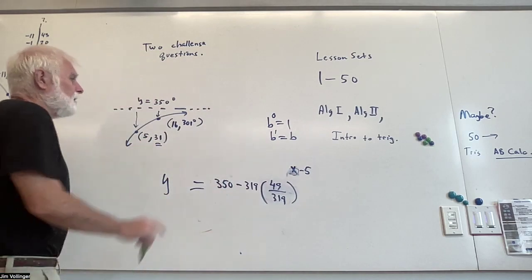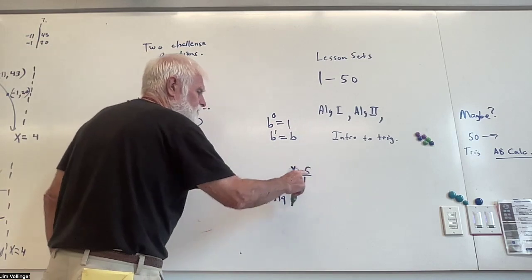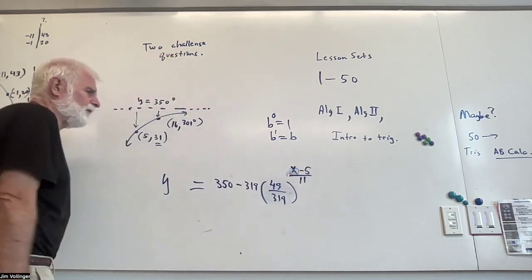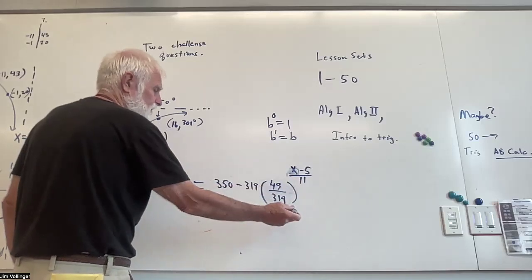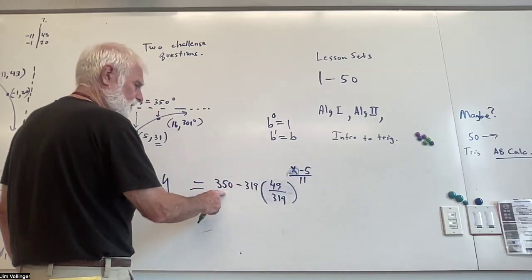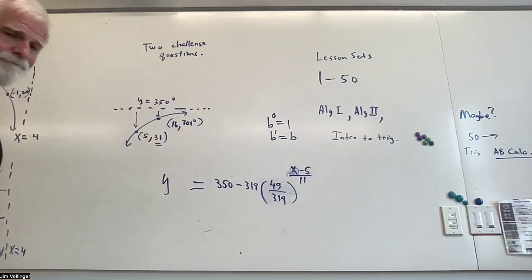You got that temp. And then if we drop a 16 in, we can see 11 minutes have, 16 minus 5, 11 minutes have elapsed. And 11 divided by 11 is 1. The 319s cancel. And 350 minus 49 is 301. So I think that's right. Hope so.